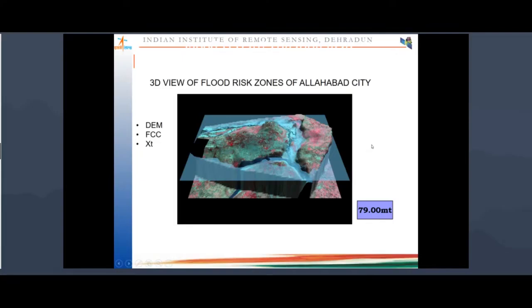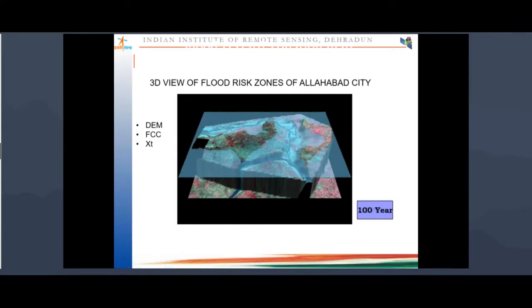When I say 5-year return period, this much area will be inundated. 10-year return period, this much area will be inundated. 25-year return period, this much. 50-year return period, this much. 100-year return period, this much area. What you have seen is how the flood water is increasing. You can see this much city area will be inundated.